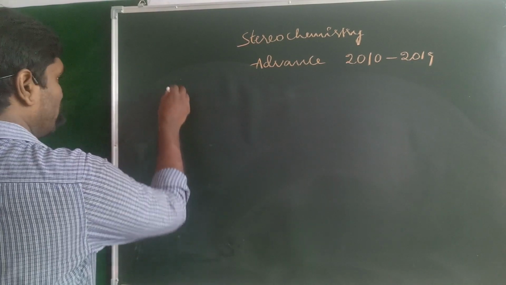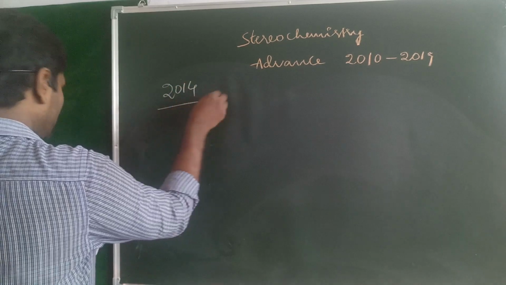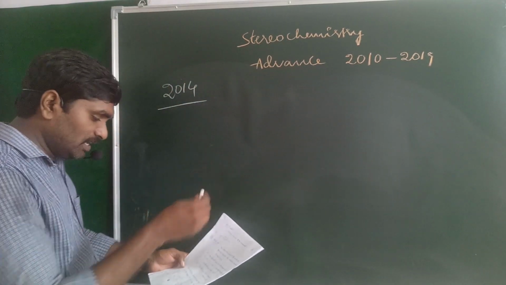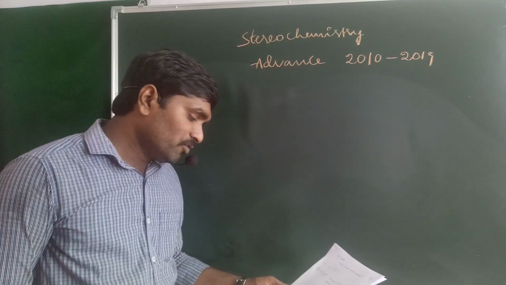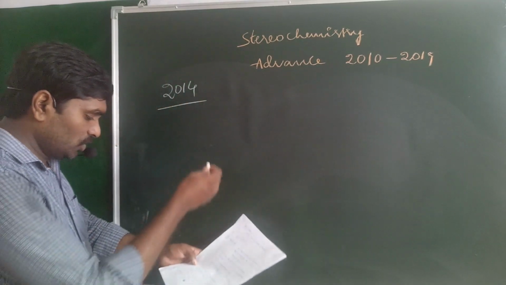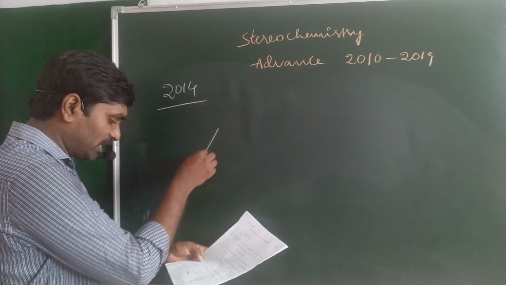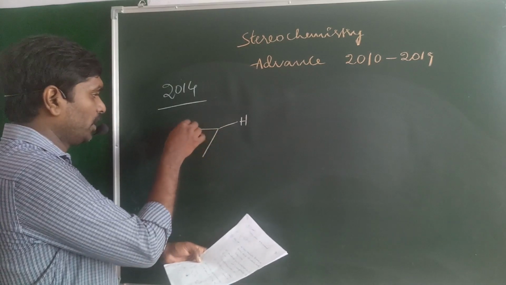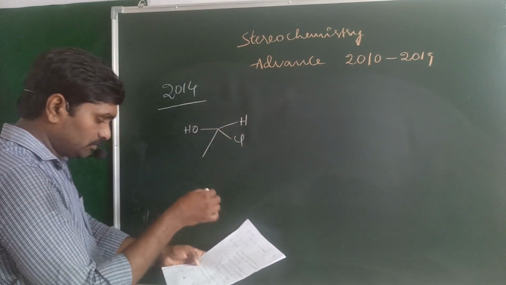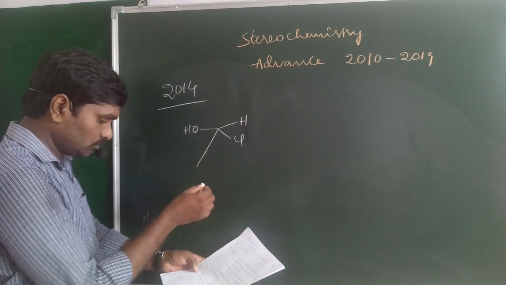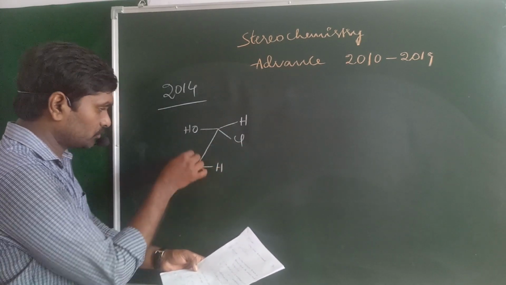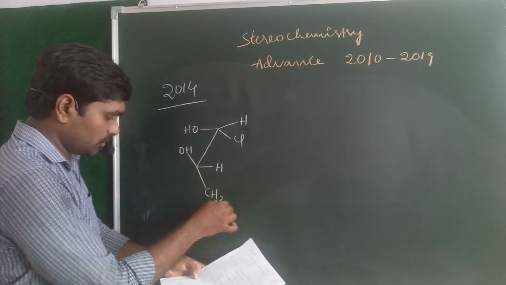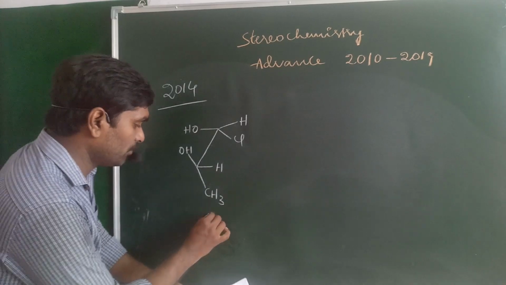Previous year 2014 Advanced, bit 2014. Which of the given statements about N, O, P and Q with respect to M are correct? So he may have given the structures like this: hydrogen, OH, Cl; hydrogen, OH, CH3. So nothing but M.